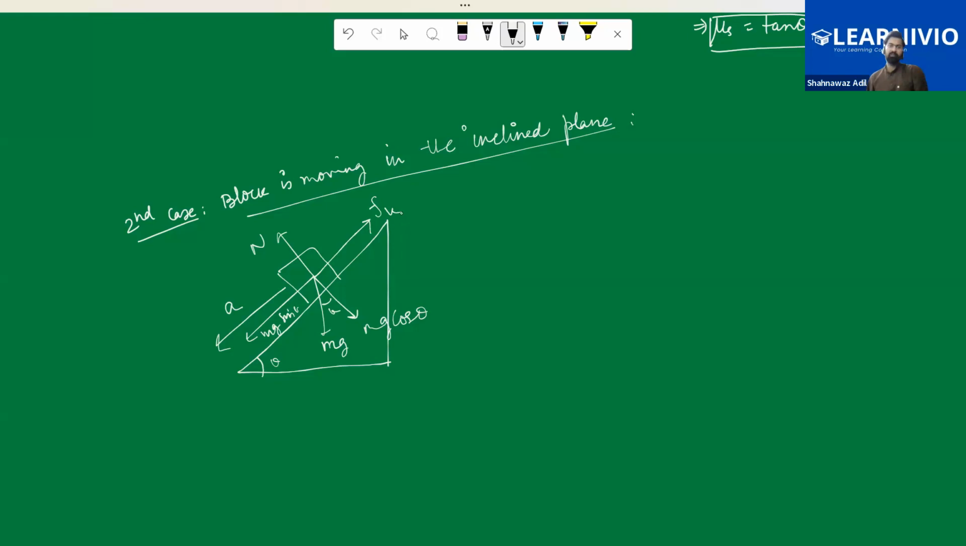Because this object is not moving in the vertical direction, not moving upward or downward, in the vertical part we have equilibrium. What is this equilibrium? So the upward force would be equal to the downward force. So N would be mg cos theta.